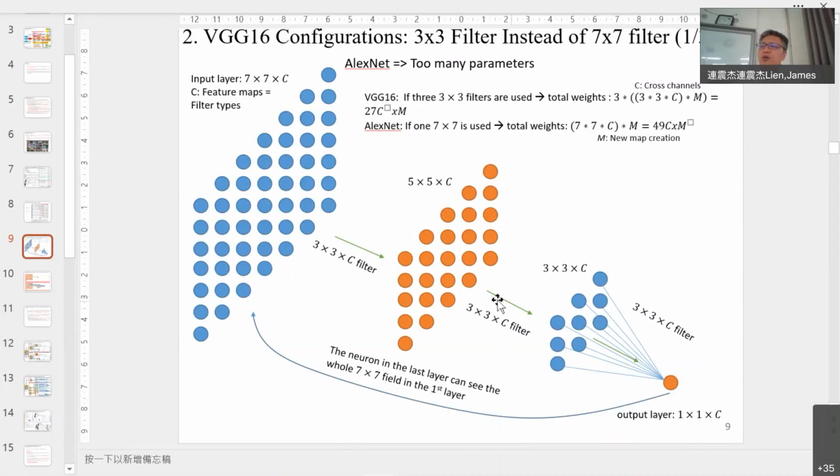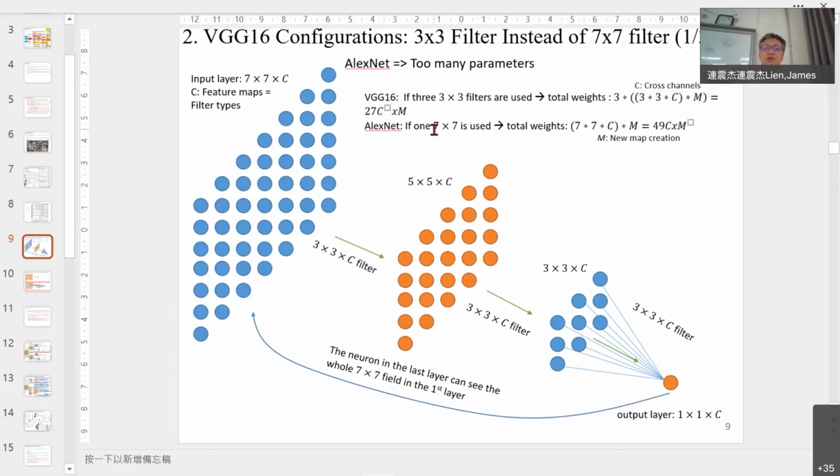Last year I had this question on the exam: how many 3x3 filters replace one 7x7? It's not difficult, because one 3x3 filter will reduce the boundary. You lose the boundary, so 7x7 becomes 5x5, and one more loses the boundary, left, right, top, bottom, so it becomes 3x3. So one 7x7 filter can be replaced by three 3x3 filters.